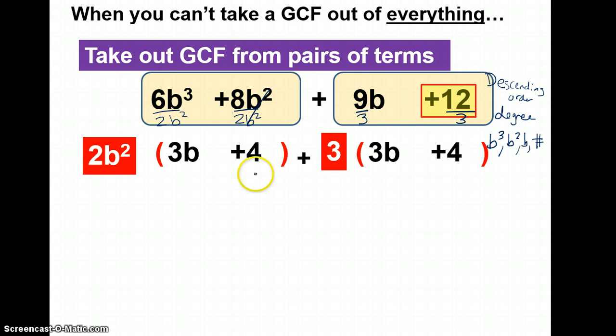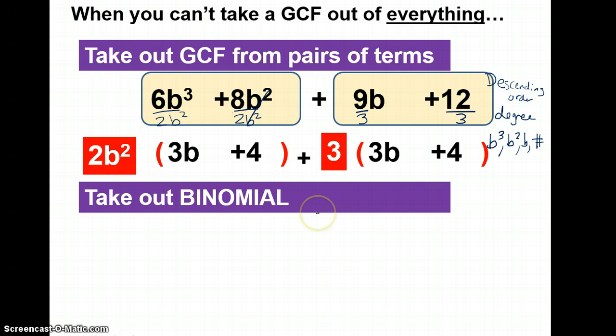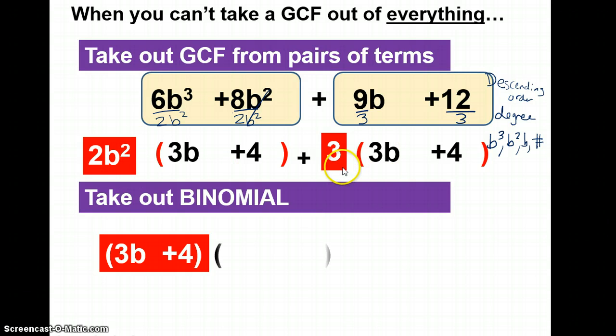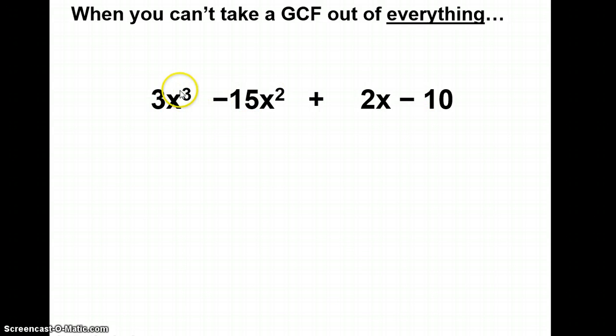All right, so do you see a binomial that they have in common now? Yeah, they do. They have a 3b plus 4 and a 3b plus 4. So I can take out that 3b plus 4, and what am I left over with? 2b squared plus 3. All right, we're going to continue on and do as many as we can before my 15 minutes are up. So again, you want to check to see if this is in descending order, by degree, is what I mean. Is it in descending order?